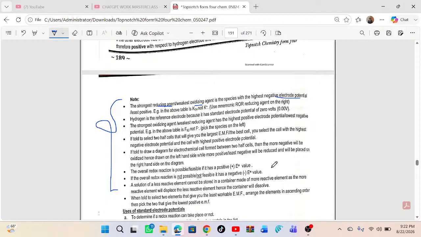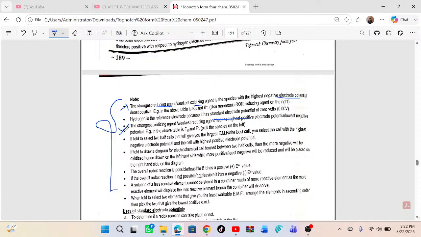Number 2 is hydrogen is the reference electrode. Achana, hiyo ni 0.00 because it has an electrode potential of 0 volt. Another thing that you have to know is the strongest oxidizing agent. Hapo hizi ndio iko muhimu. Point number 1. Then point number 2. I hope you are writing somewhere.